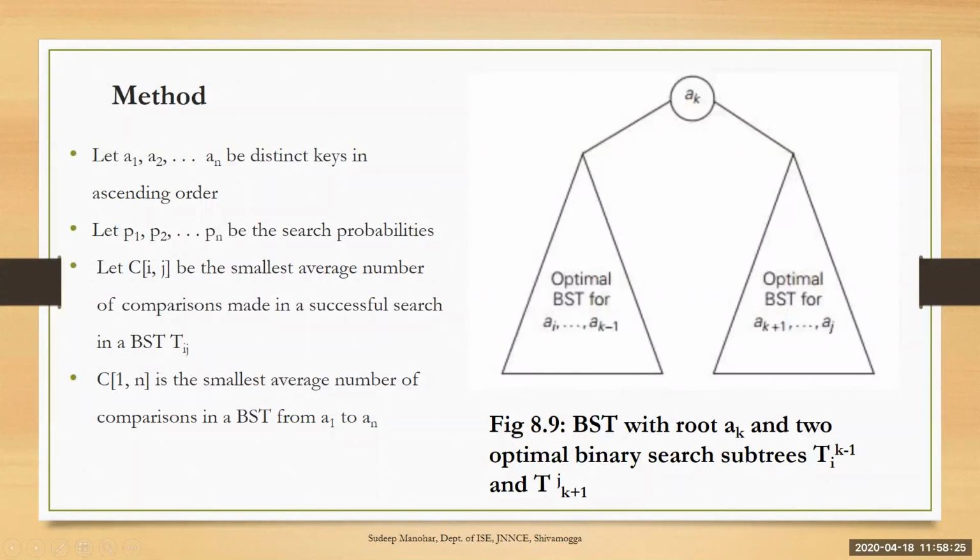Now observe these terms. It is a binary search tree with root AK and two optimal binary search trees. This tree has two subtrees, and these subtrees are once again optimal. So in an optimal binary search tree, if you take any subtree in that binary search tree, even that subtree will also be an optimal binary search tree. Optimal binary search trees: T from I to k minus 1, that is the left one, and the second tree, T of k plus 1 till j.